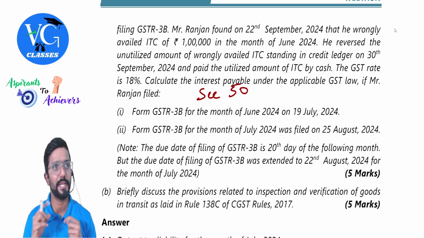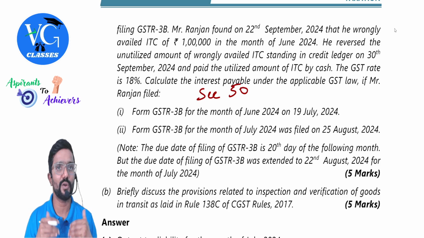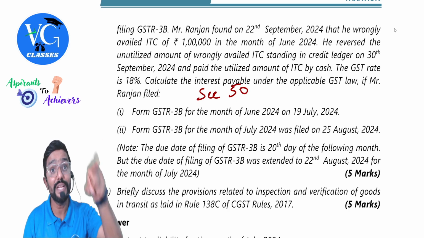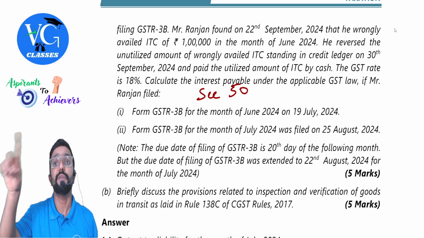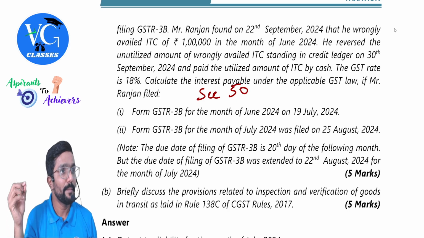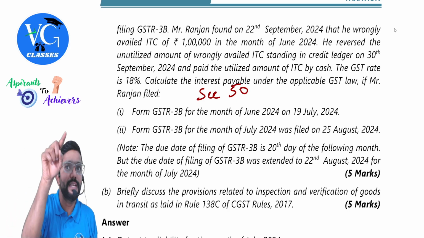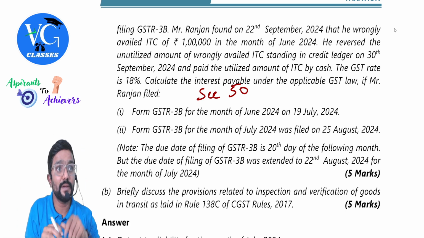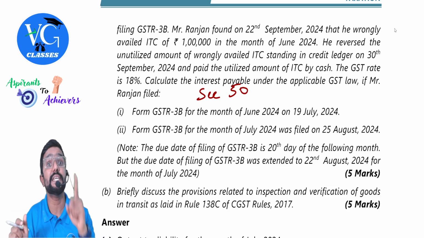Interest calculation, where 18% interest is charged. If you have wrongly availed the ITC, then the interest rate is 18%. From when to when? From the date you have utilized the credit till the day you reverse and pay it. Clear? Please be careful. He availed it in June, but when did he use it? Later. So is interest from the availing date or the utilizing date?